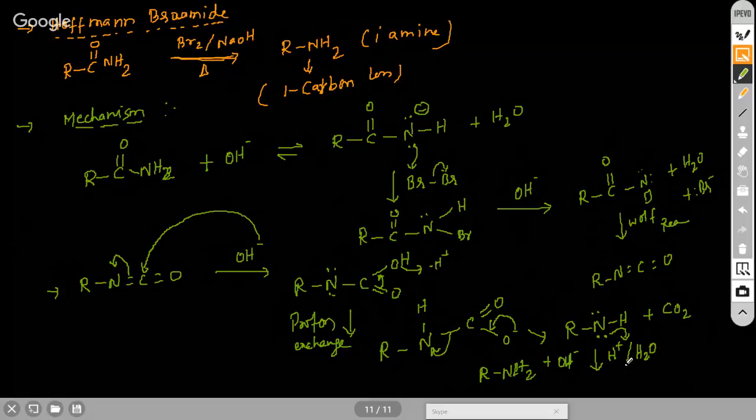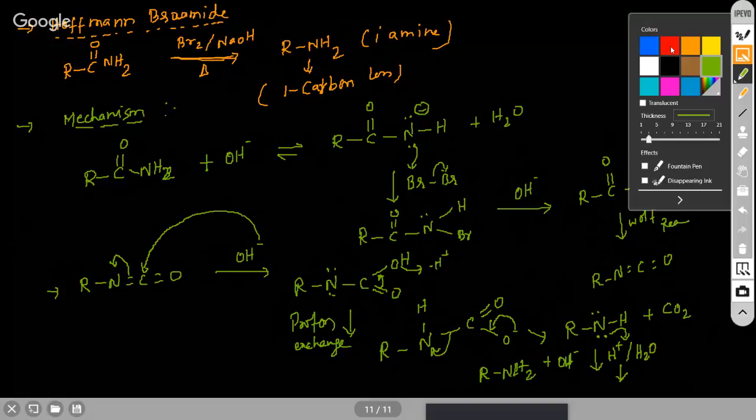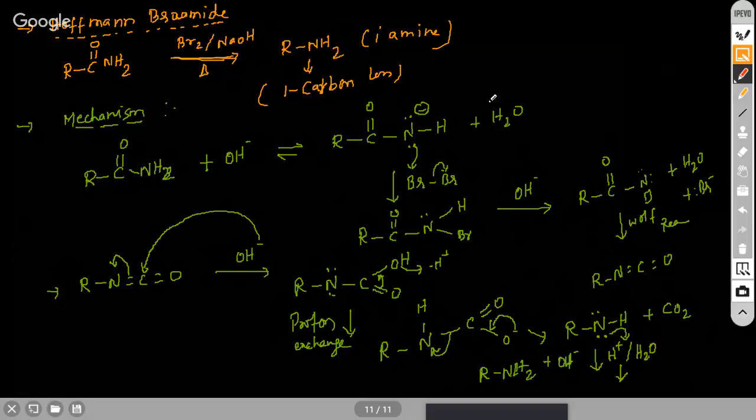Okay, so this H plus you write down here, it is coming from the solvent, which is the base over here. Understood this? This Hofmann rearrangement step is the rate determining step, right? This has been asked in JEE. Okay, this step is RDS, asked in JEE. Remember, this is important.